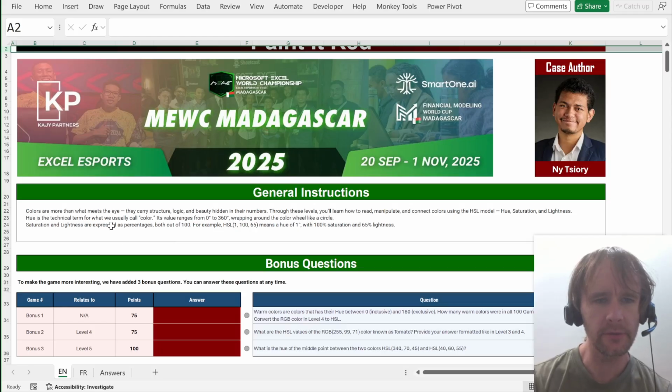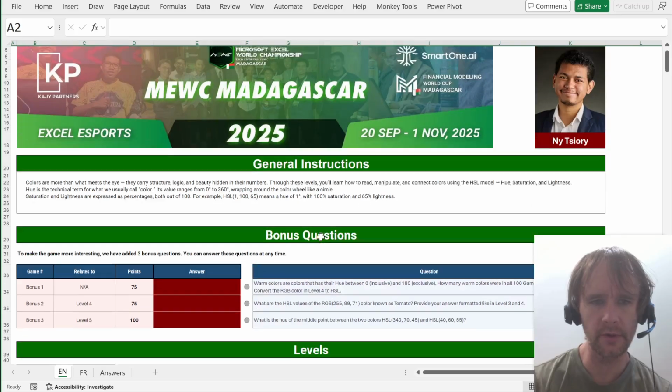Hue is a technical term for what we usually call color. Its value ranges from 0 to 360 degrees, wrapping around the color wheel like a circle. Saturation and lightness are expressed as percentages, both out of 100. Hue of 1 degree, 100% saturation, 65% lightness. Okay.